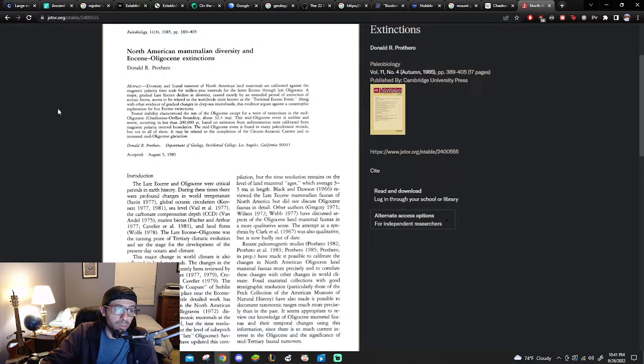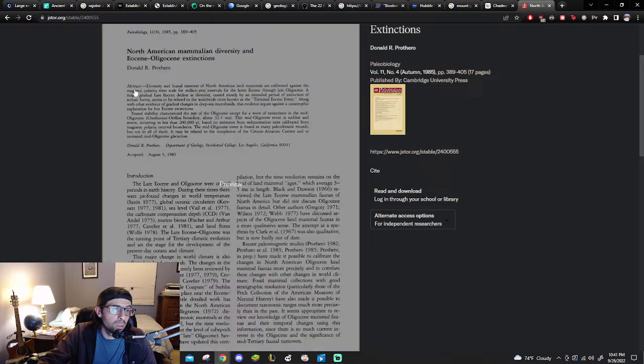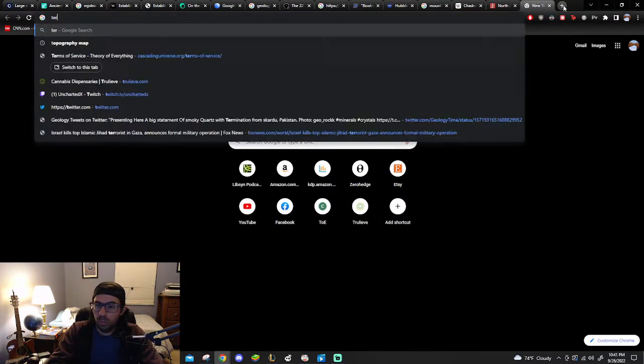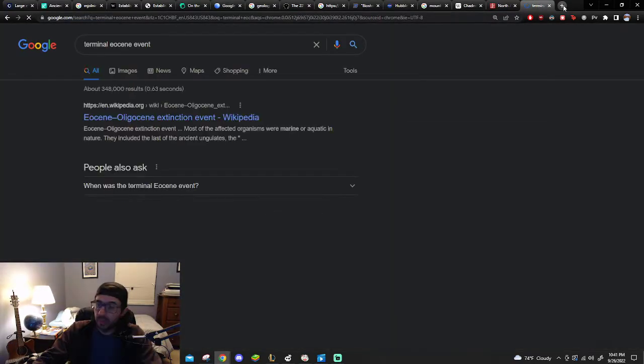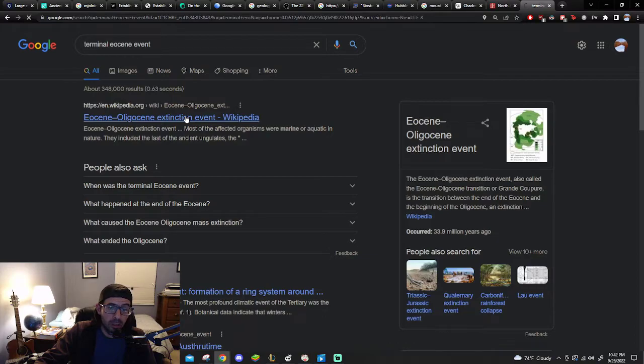Diversity and faunal turnover of North American land mammals are calibrated against the magnetic polarity timescale for million-year intervals for the latest Eocene through late Oligocene. A major gradual late Eocene decline in diversity caused mostly by an extended period of extinction of archaic forms seems to be related to the worldwide crisis known as the Terminal Eocene Event. Let's look at that. That might be more significant, and maybe 34 million.